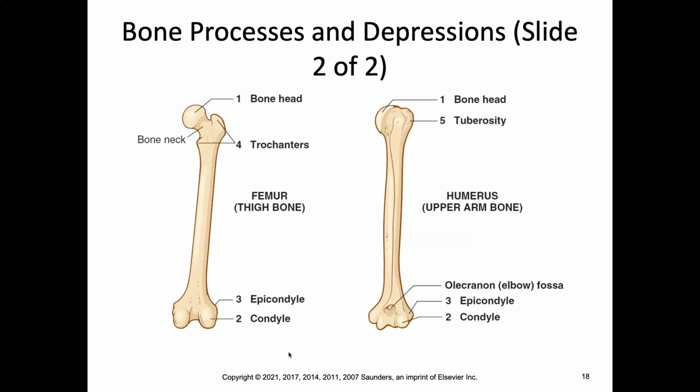So this is a view of that. The left side is your femur, which is your thigh bone, and the right side is your humerus, which is your upper arm bone. This shows you where there are processes and depressions. Can you see those? Processes stick out. Depressions are bend in, so to speak. Create a hollow or a dip.